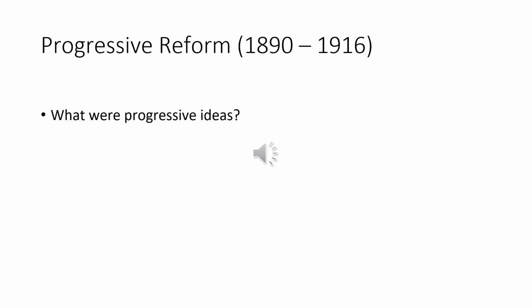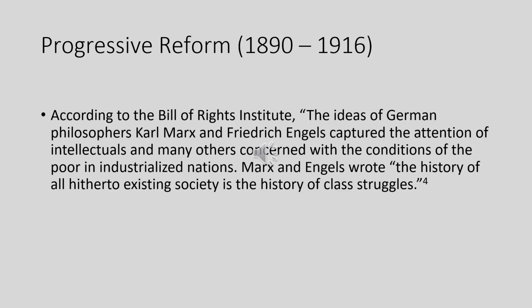So as the founders did not put forward progressive ideas in our Constitution, we have to ask ourselves, what are progressive ideas during the Gilded Age? As we think about the progressive ideas at the time in the United States, we also have to think about the influences from European ideas on those in the United States.